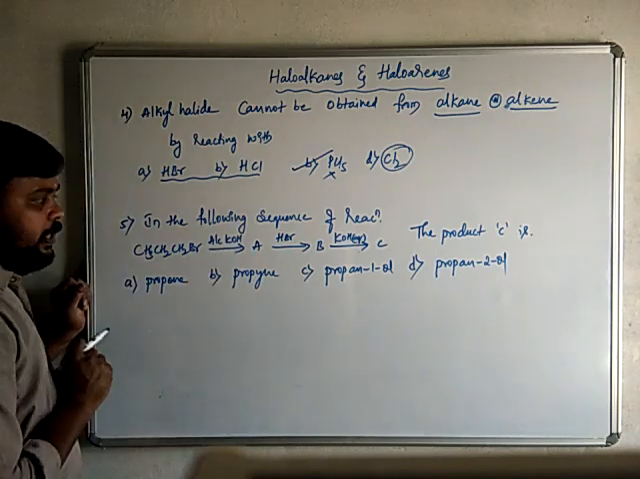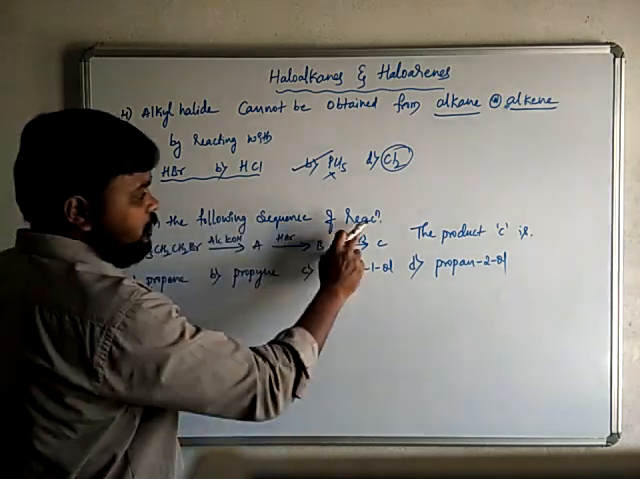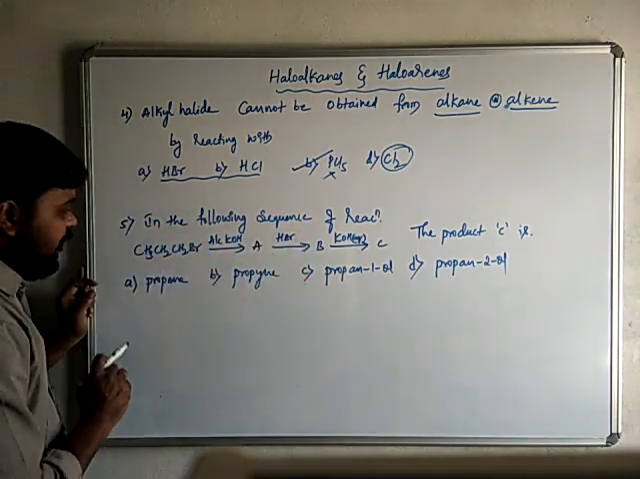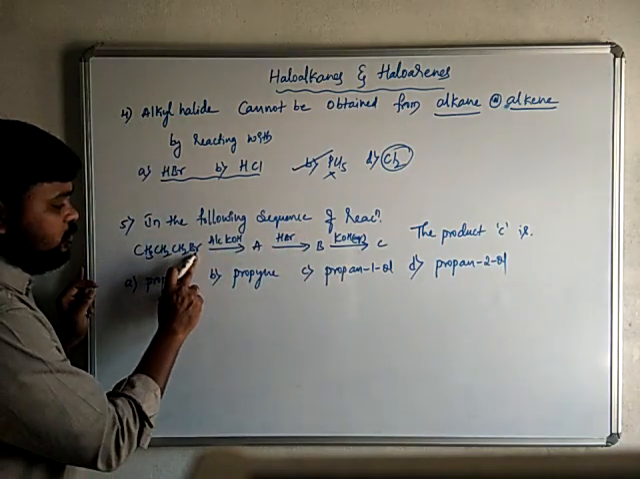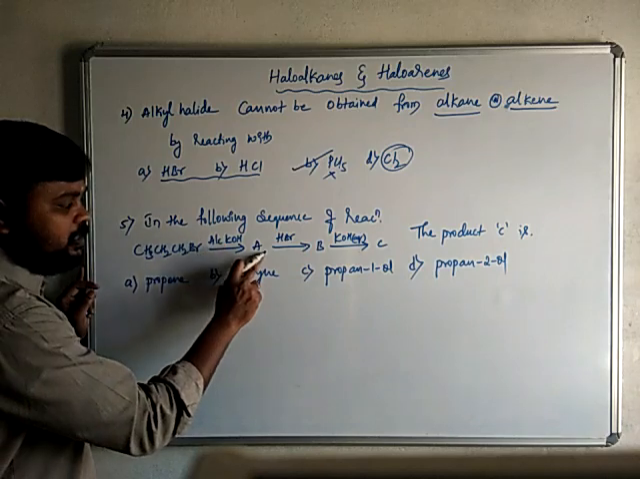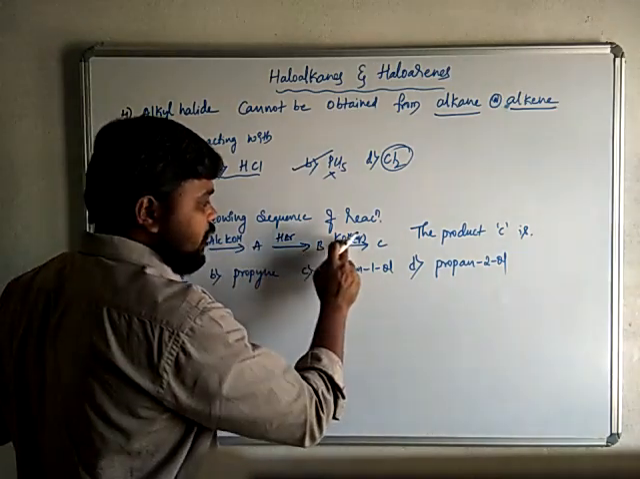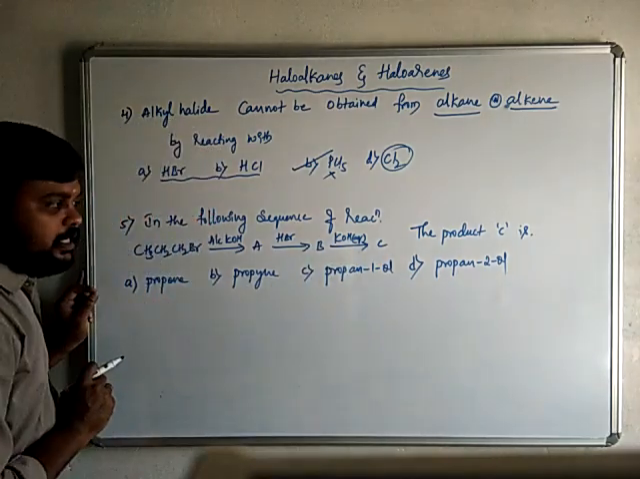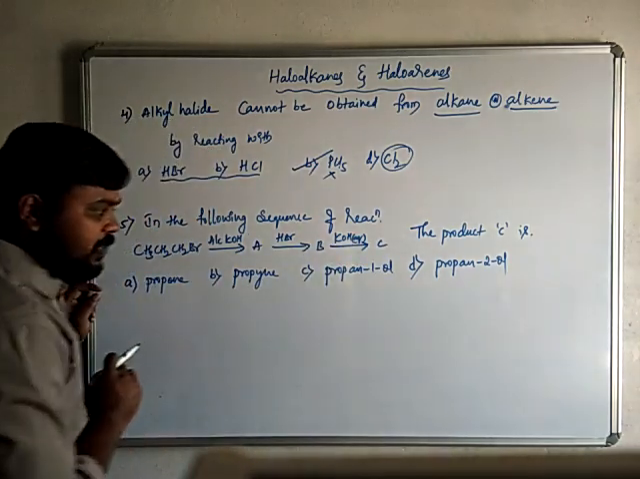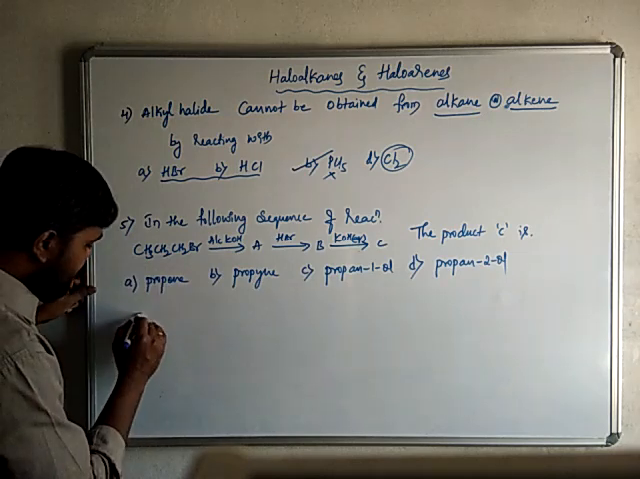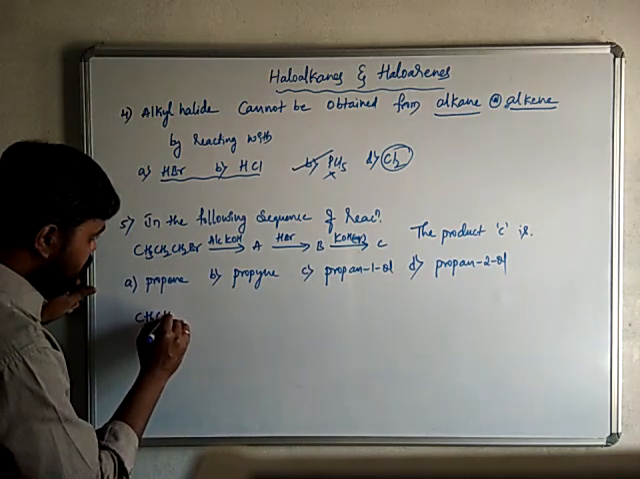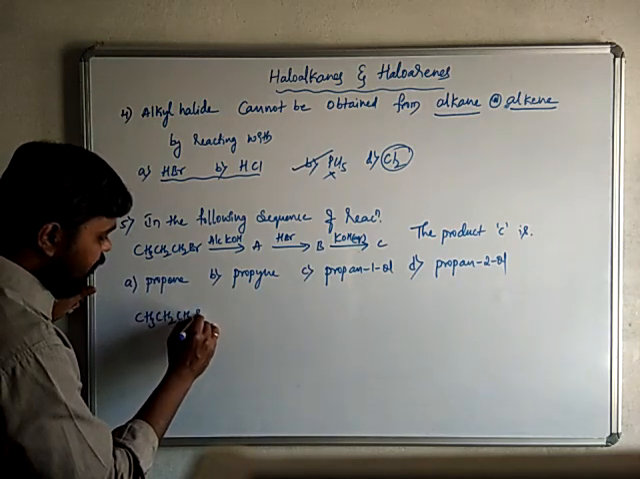In the next question, in the following sequence of reactions, they have given CH3CH2CH2Br. First it reacts with alcoholic KOH, it gives A. Next it reacts with HBr, gives B. B reacts with aqueous KOH, it gives C. So the product C will be, let me see that. First we take CH3CH2CH2Br, propyl bromide.